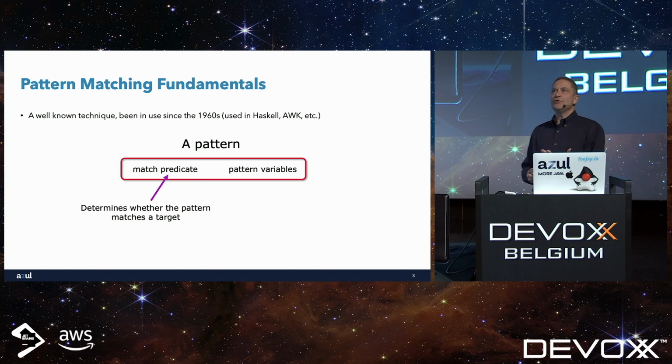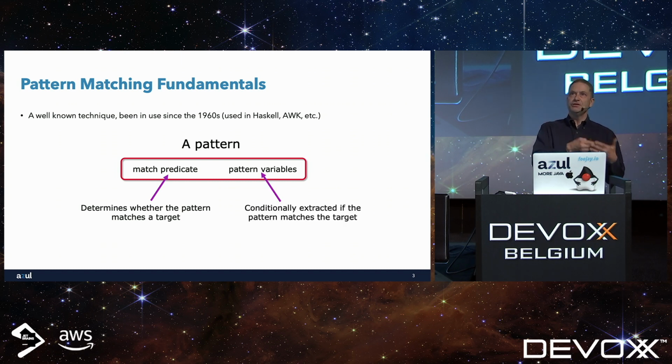And then associated with that, we have some pattern variables. And strictly speaking, you could say it's 0 or more pattern variables, which are then conditionally extracted if our pattern matches against the predicate and the target. So this is essentially what we're dealing with in terms of pattern. And we'll see this as we go through the rest of the presentation.